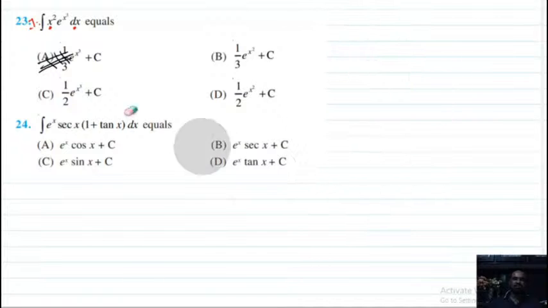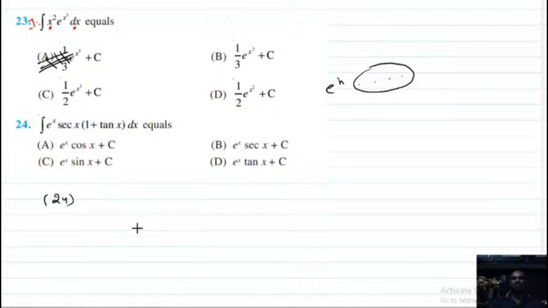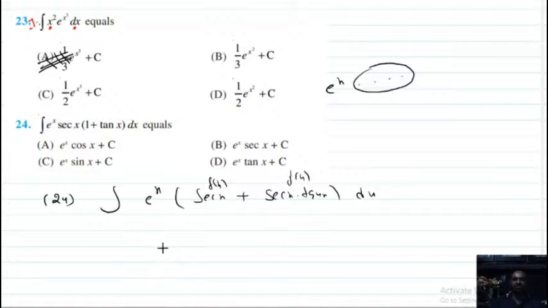Next, the 24th problem, objective type. If e power x is involved and something else is involved, try to write that something in the form of f of x plus f dash of x if possible. Here e power x into secant x plus secant x into tan x: directly, this is taken as f of x, and automatically this is f dash of x only. That's what I can say. So e power x into secant x plus c is the answer for the problem. So B is the correct answer.